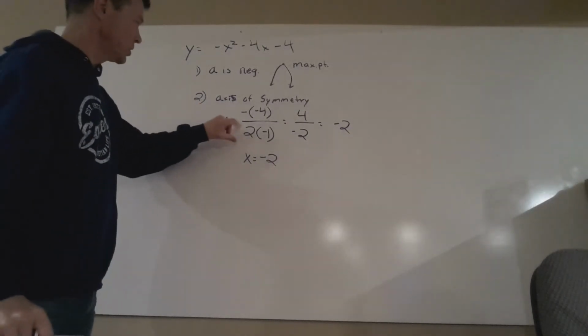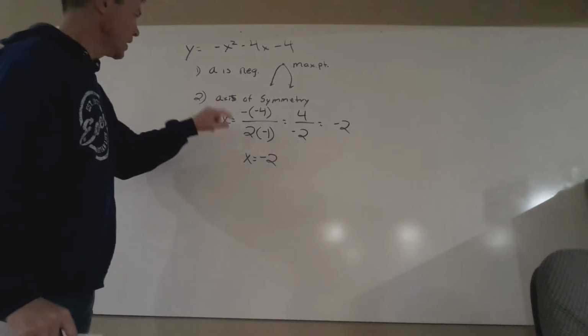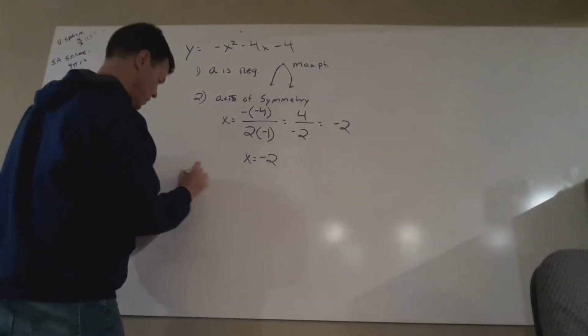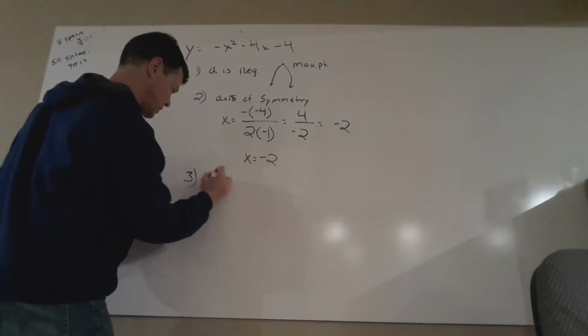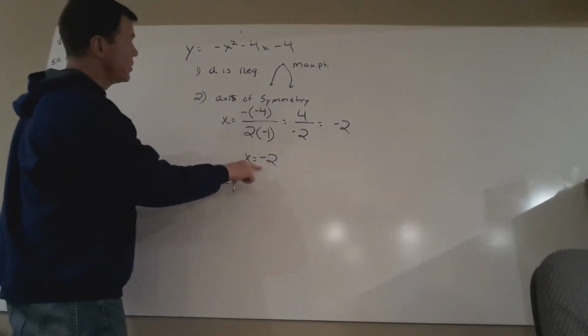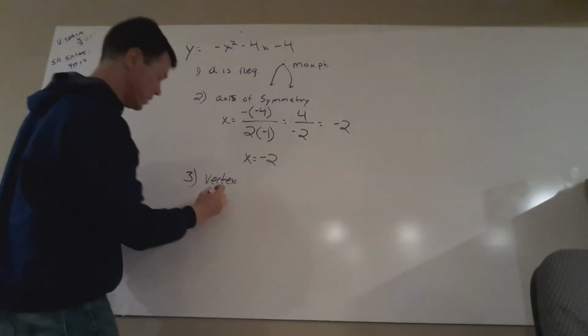This will be the most challenging part, is making sure that you do not lose a negative. And so just be careful on your calculations. All right. Vertex. Plug in negative 2 into our original equation, and that'll tell you what y equals.